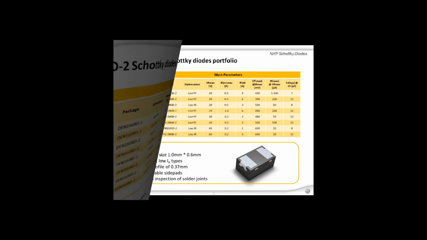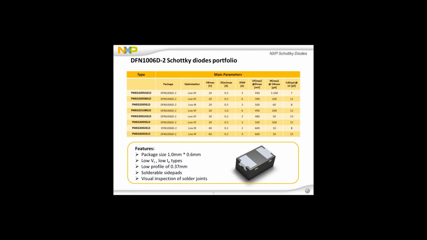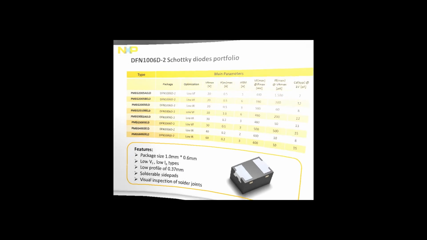The next smaller package is DFN1006, with a length of 1 mm, a width of 0.6 mm and a height of 0.37 mm. It has the same features as the DFN1608. The maximum forward current for this package is 1 amp.